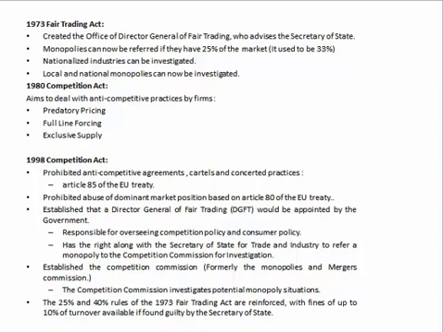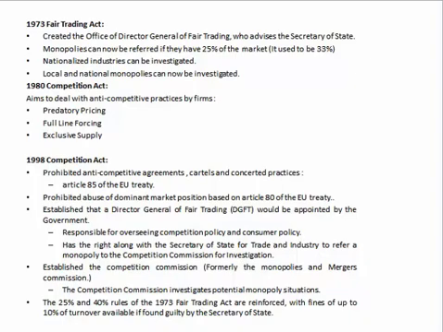This created the Office of the Director General of Fair Trading, who advised the Secretary of State. Monopolies can now be referred if they have 25% of the market. It used to be 33%. Nationalised industries can be investigated. Local and national monopolies can now be investigated.